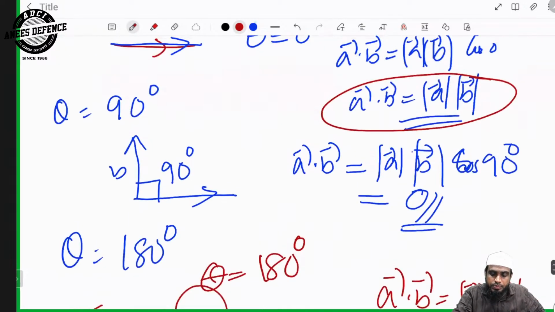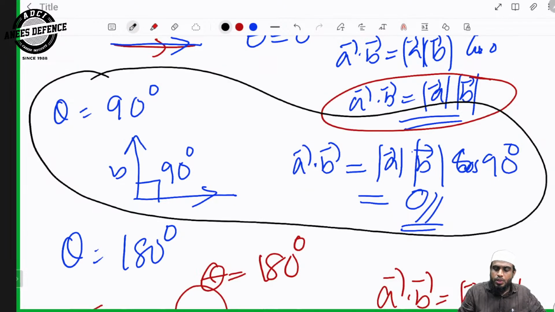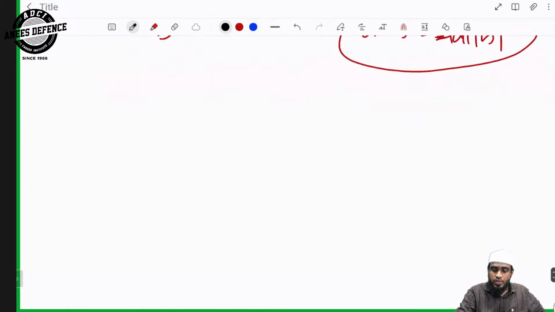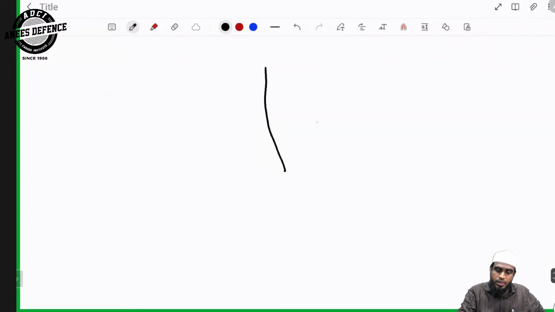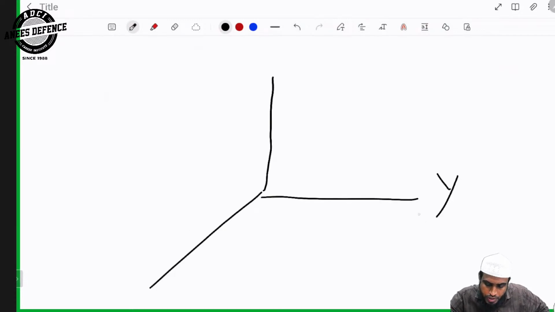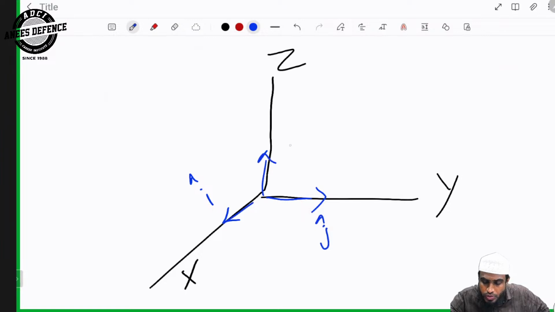But here you can observe, if theta is 90 degree, the dot product becomes 0. In this case, this is y, this is x, this is z. The unit vector along x is I cap, the unit vector along y is j cap, and the unit vector along z is k cap.